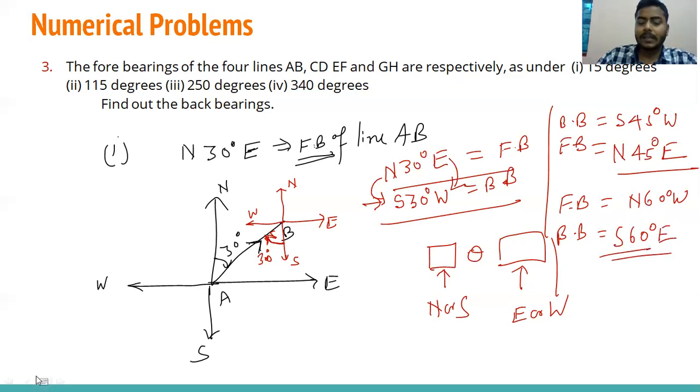So now we have seen that we can convert fore bearing to back bearing when it's given in the WCB or given in the QB system. So in both ways we can convert from fore bearing to back bearing and back bearing to fore bearing. Now let's move on.